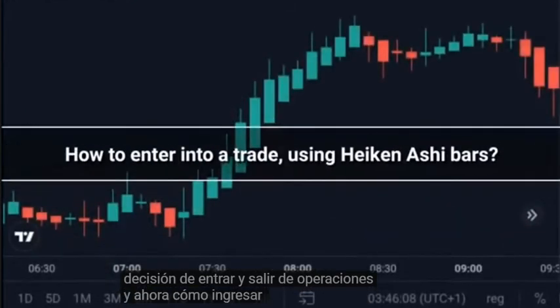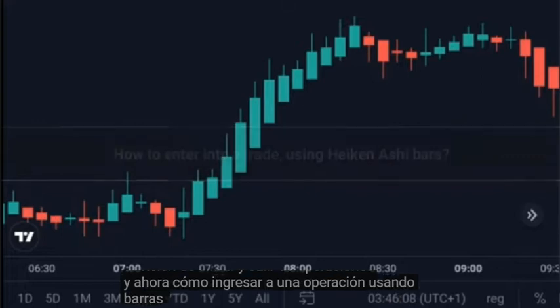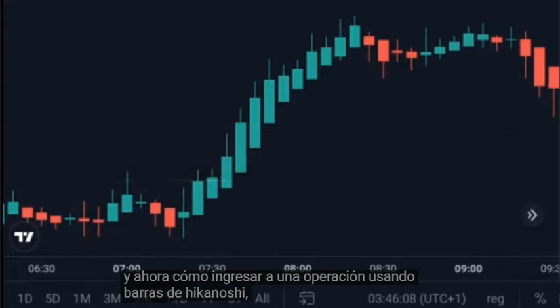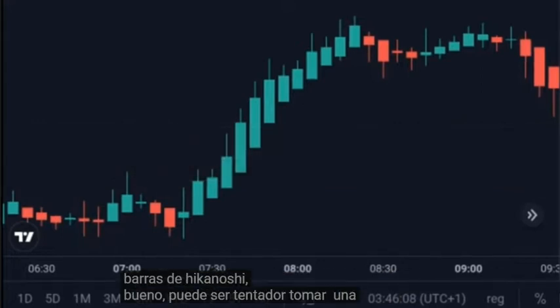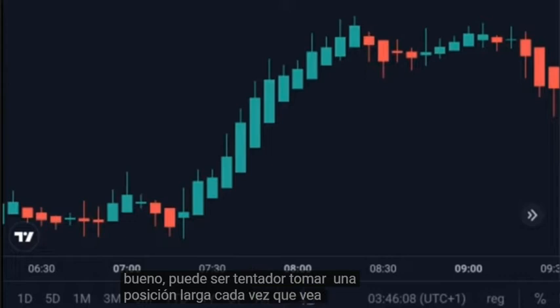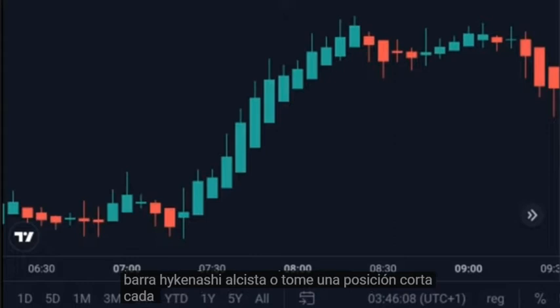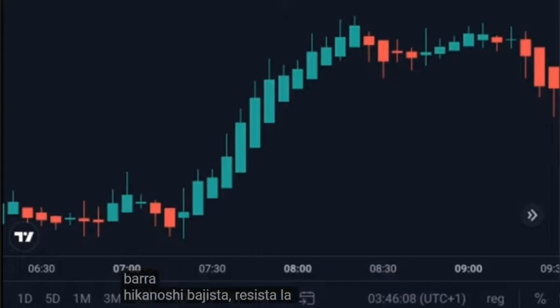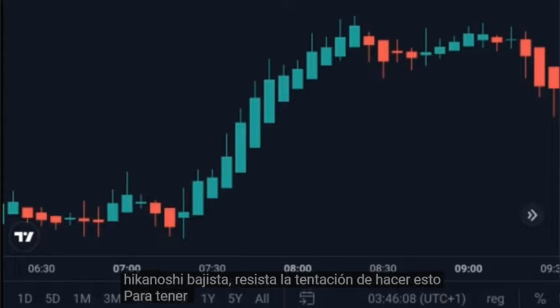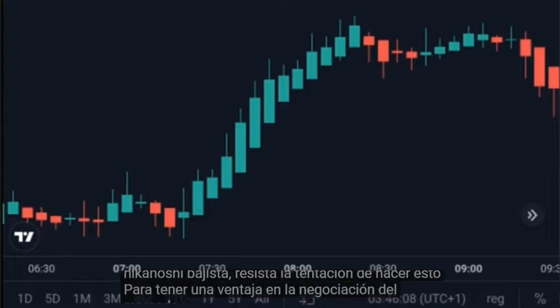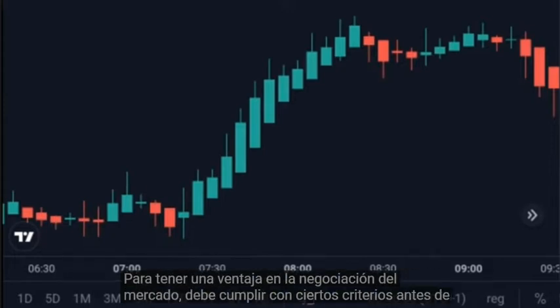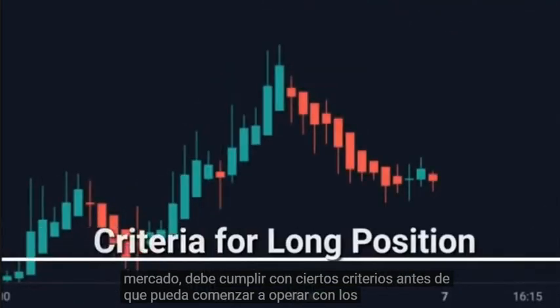And now, how to enter into a trade using Heiken Ashi bars? Well, it may be tempting to take a long position every time you see a bullish Heiken Ashi bar, or take a short position every time you see a bearish Heiken Ashi bar. Please resist the urge to do this. To have an edge in trading the market, you must meet certain criteria before you can start trading.